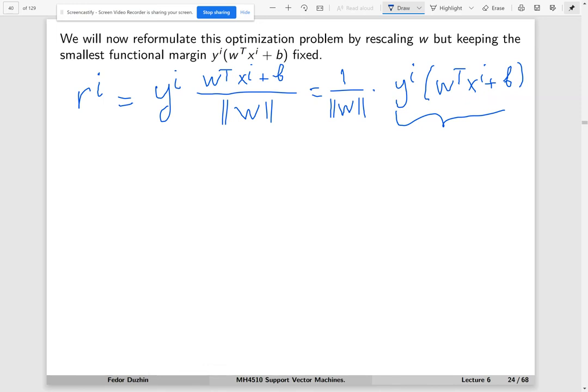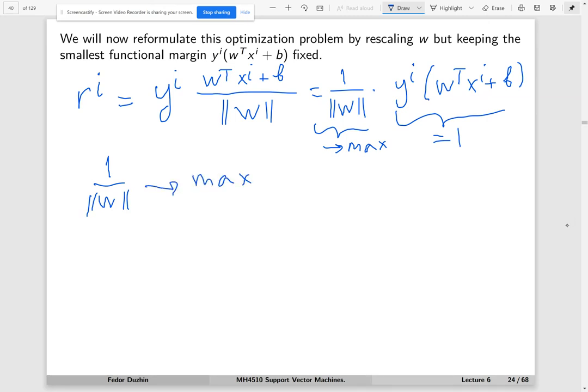What we are going to do is keep this fixed. We are going to write that this is some fixed number, say 1, and we are going to maximize the other term. Previously we assumed that this term was 1 and we maximized this term. But equally well, we can keep this one fixed and maximize this one, which means that we're going to maximize the reciprocal of the norm of w.